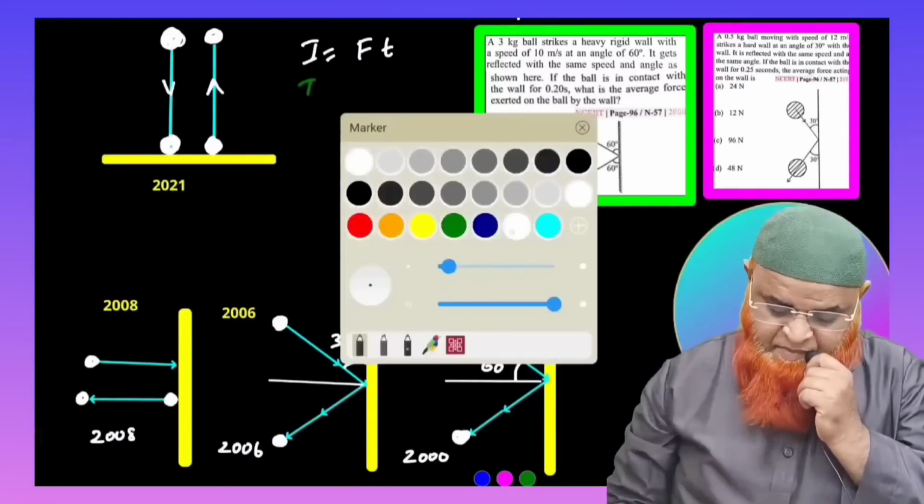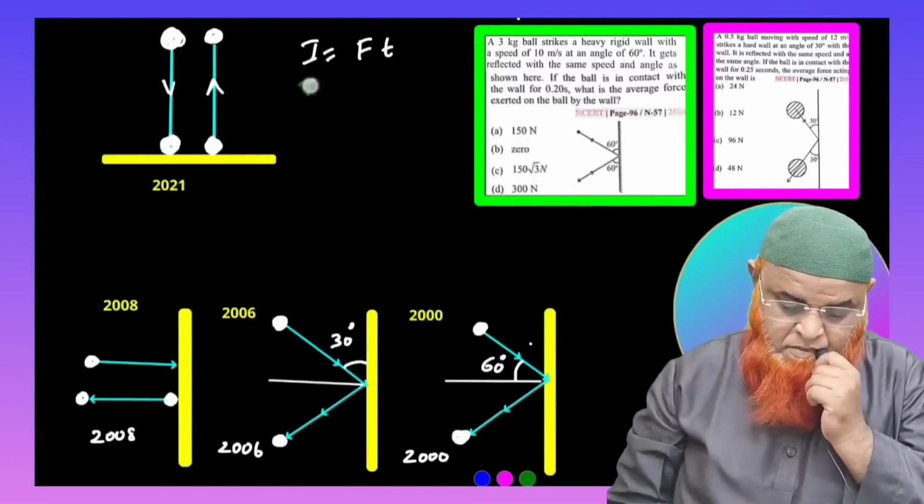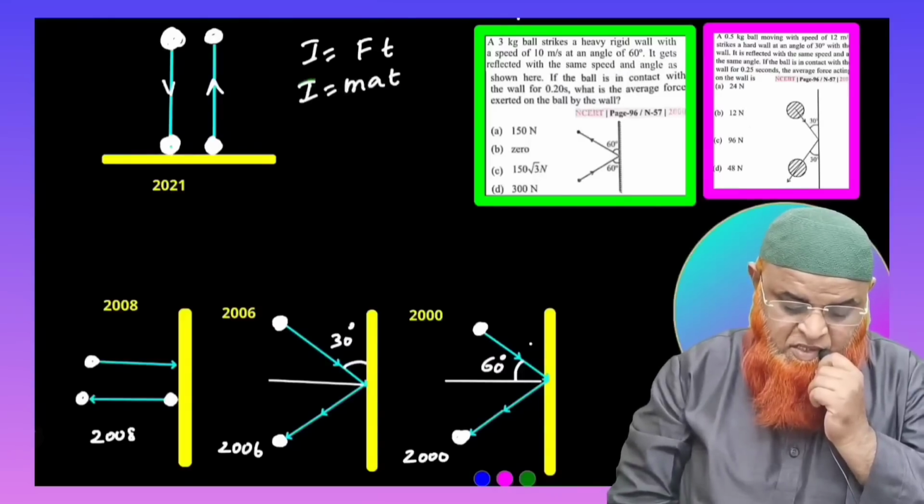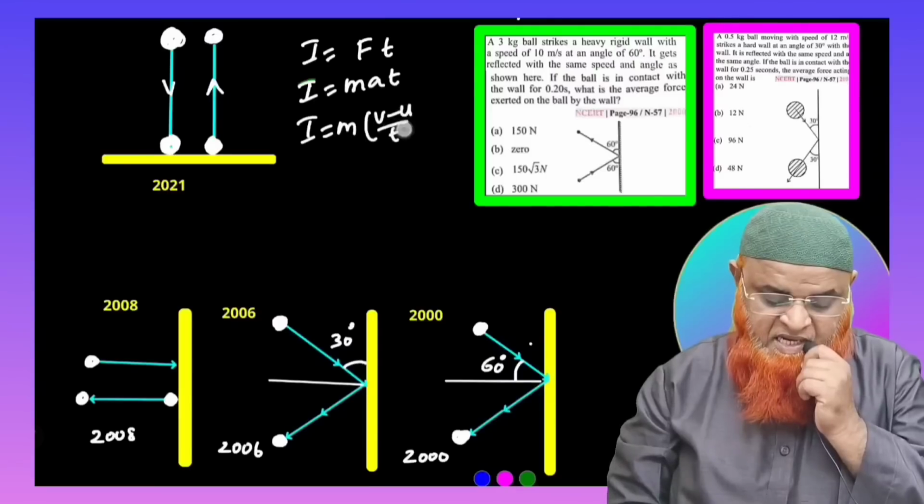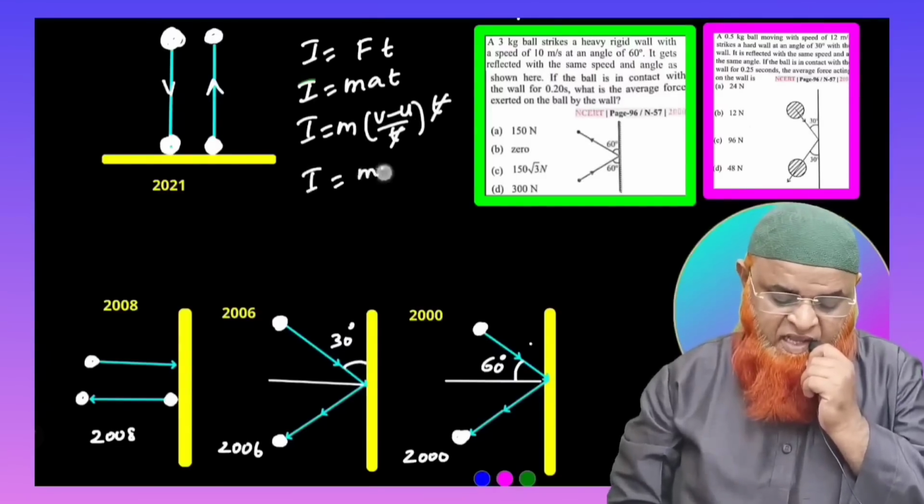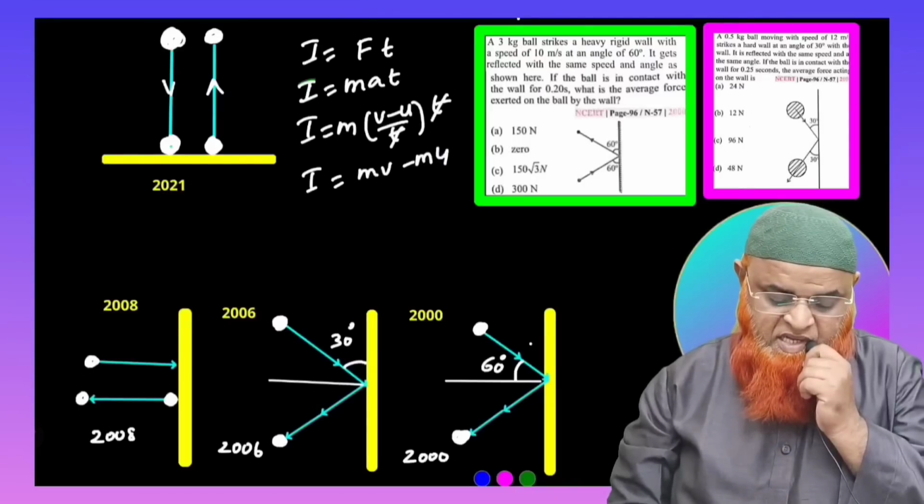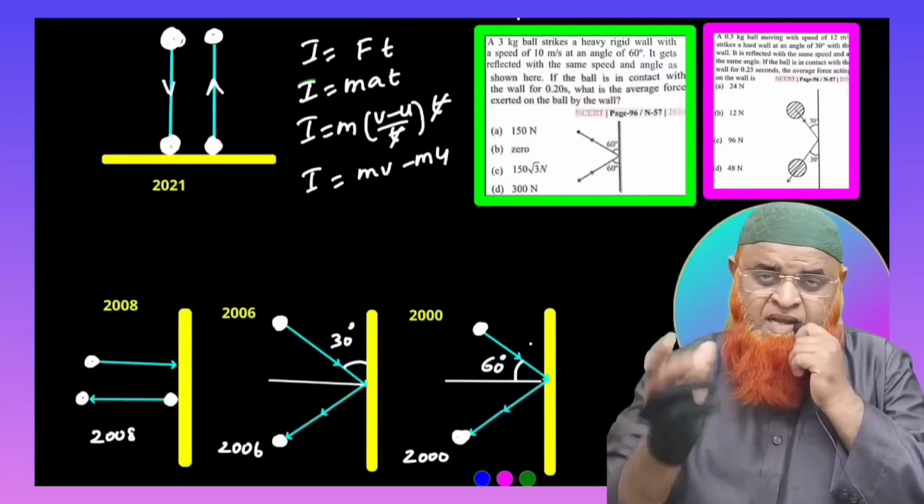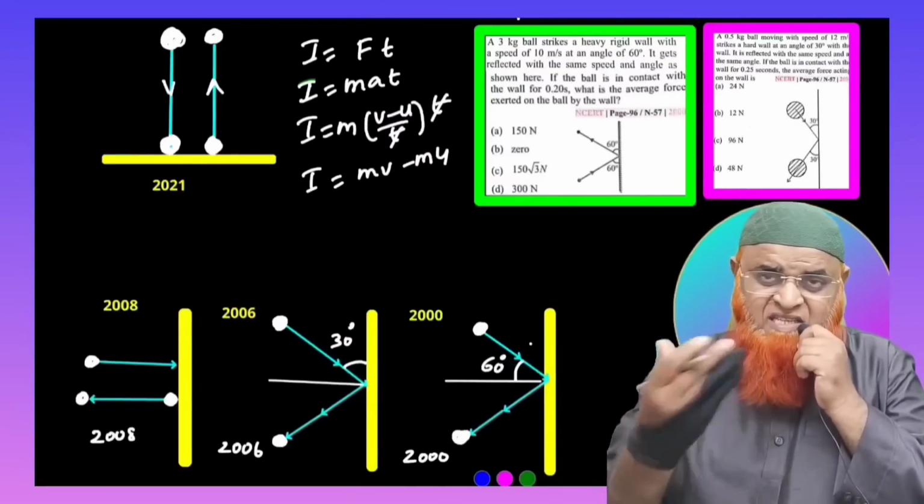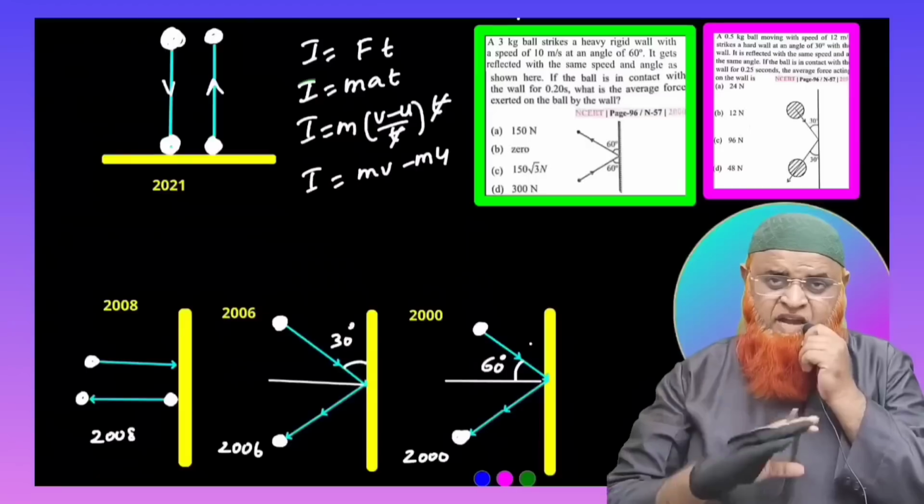Impulse is equal to mass into acceleration into time. Mass times acceleration is m into v minus u by t, multiplied by t, so t gets cancelled. Impulse is the product of force and time, and it is also defined as the change in momentum, that is mv minus mu.